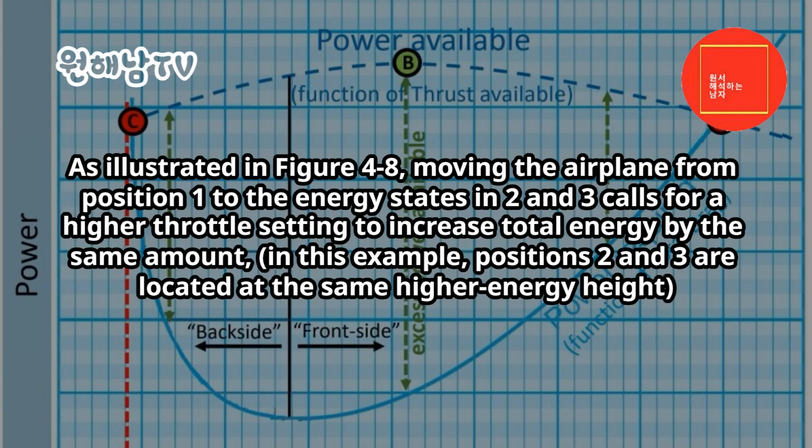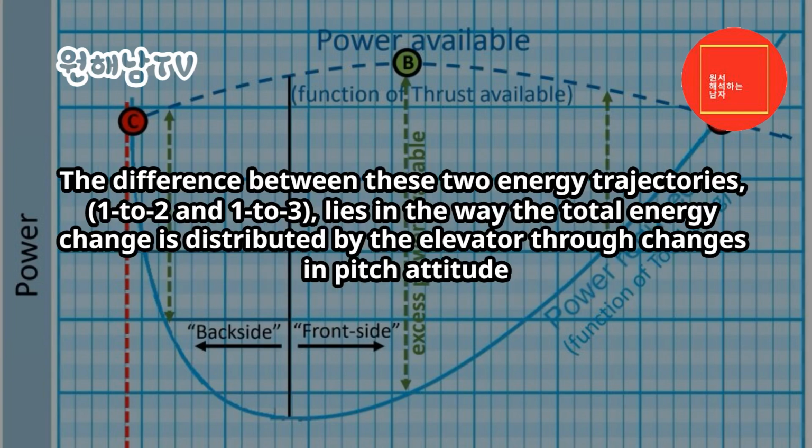As illustrated in Figure 4-8, moving the airplane from position 1 to the energy states in 2 and 3 calls for a higher throttle setting to increase total energy by the same amount. In this example, positions 2 and 3 are located at the same higher energy height. The difference between these two energy trajectories, 1 to 2 and 1 to 3, lies in the way the total energy change is distributed by the elevator through changes in pitch attitude.